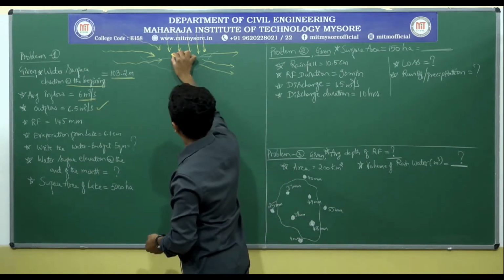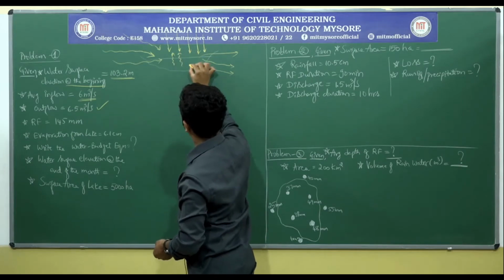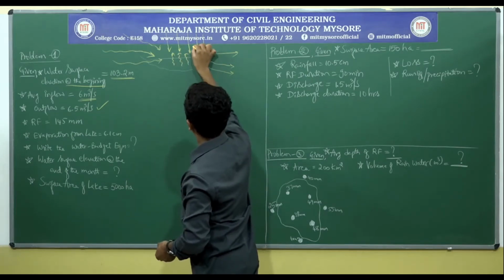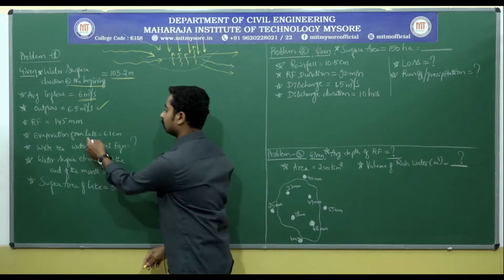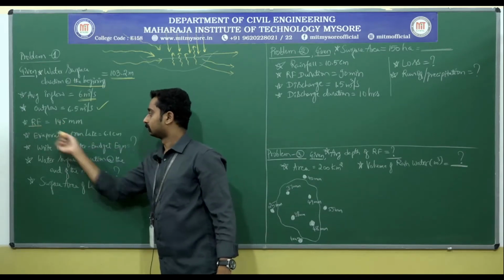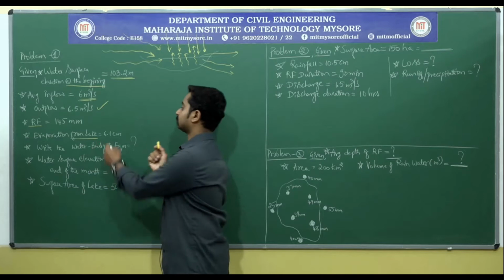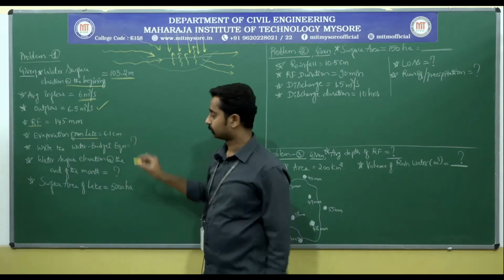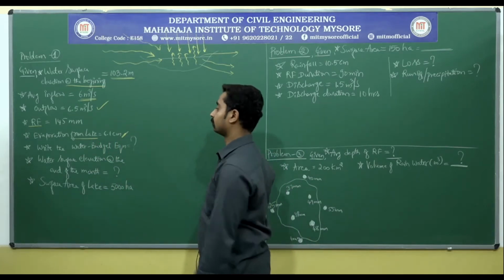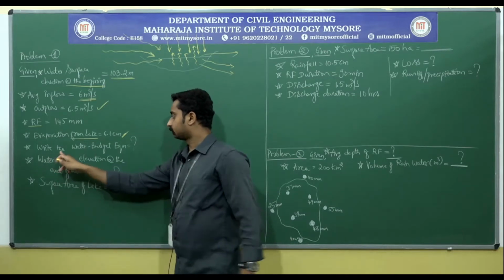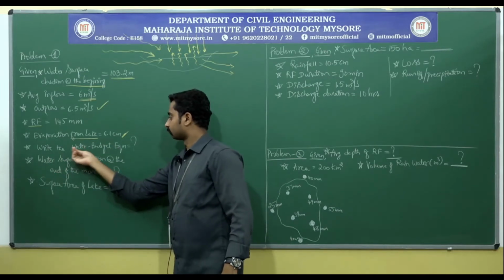Next, evaporation from the lake. I will write it like this, see. Evaporation, just a zigzag line. Evaporation from the lake, this is rainfall, this is evaporation from the lake, 6.1 centimeter. So this is the evaporation. Next, write the water budget equation.